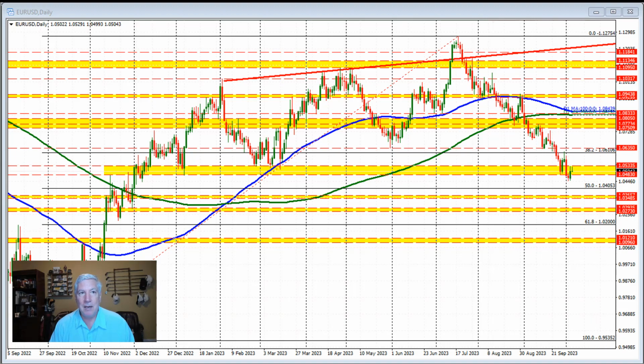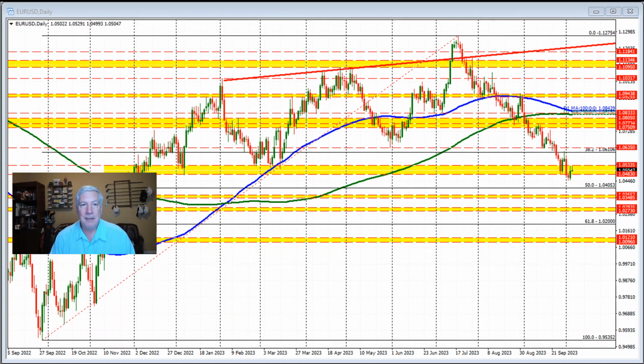So keep that in mind going forward for the euro. It's a key level on the downside. If we move below that level, it opens the door for further selling. We could see a rotation down toward the 50% retracement at 1.0405 in that currency pair.